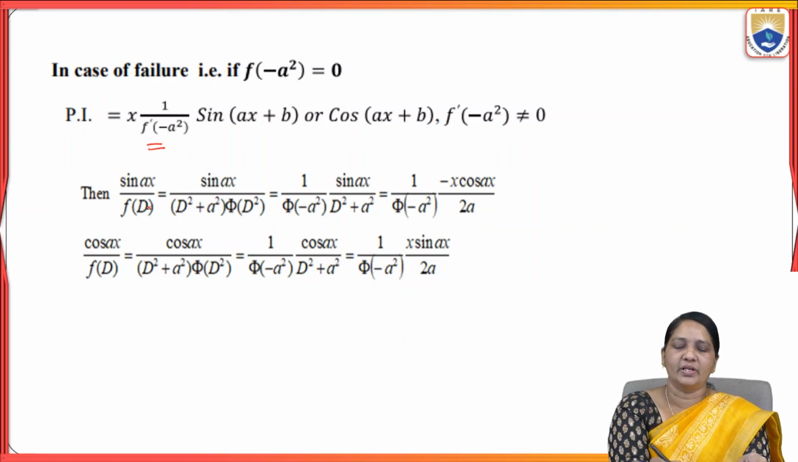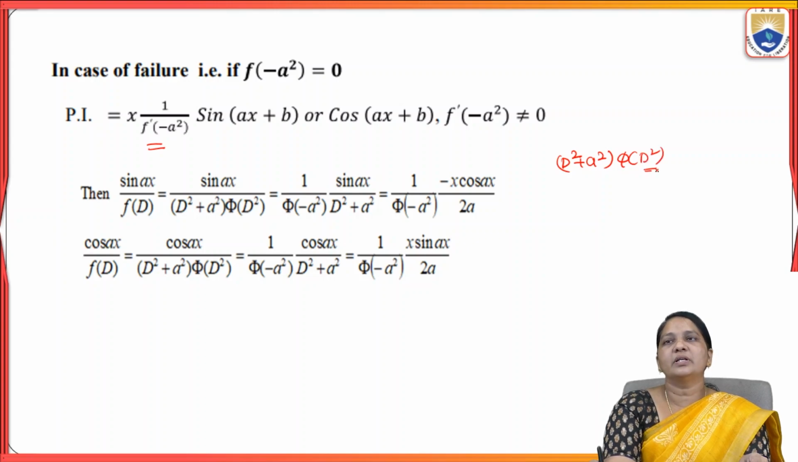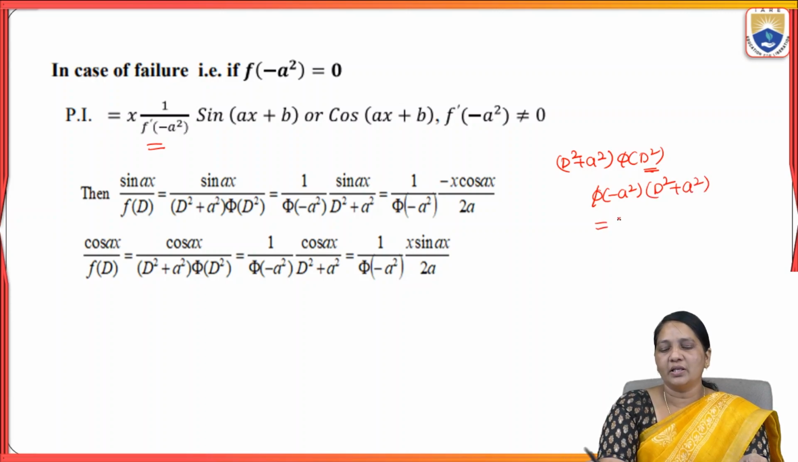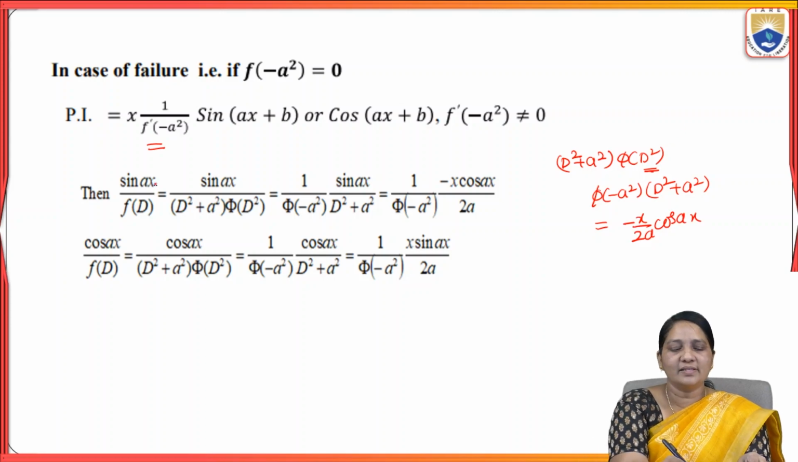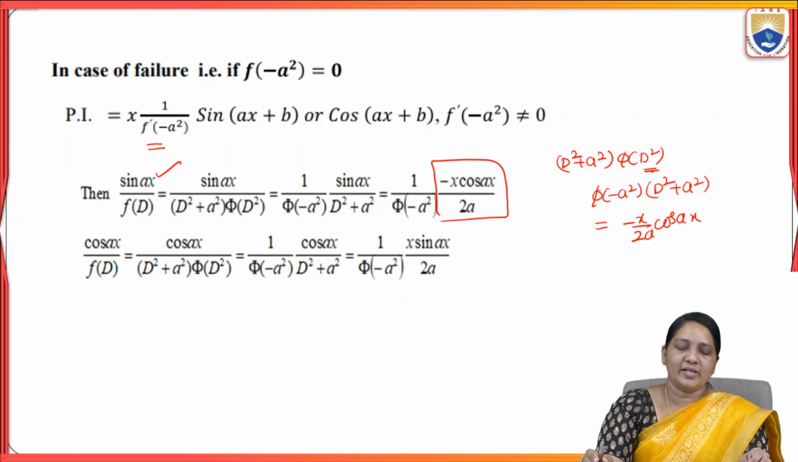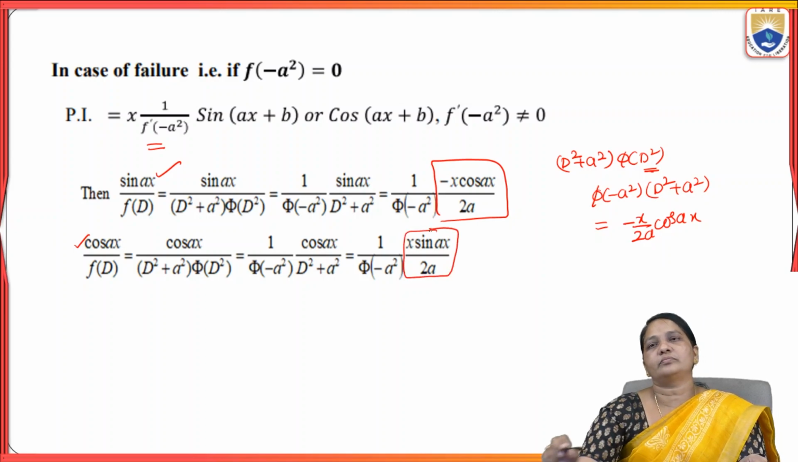Sin ax by f of d. In place of f of d, we can have the form d square plus a square into phi of d square. So here, in place of d square, we are replacing minus a square, right? So phi of minus a square into d square plus a square. Finally, here we can replace with minus x by 2a cos ax. If you have sin ax here, we should have minus x by 2a cos ax. For example, if you have cos ax here, then x by 2a sin ax.